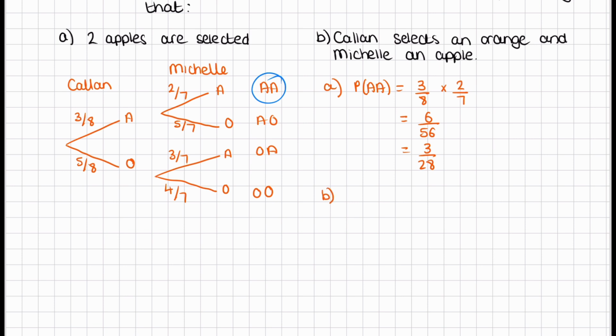Then part B, Callan selects an orange and Michelle selects an apple. So it's orange and apple, which will be this one here that I've just circled in purple. So a probability of orange, then an apple, which will be 5 out of 8 for the orange, multiplied by 3 out of 7 for the apple. And we'll this time get 15 out of 56. And that is dependent events.